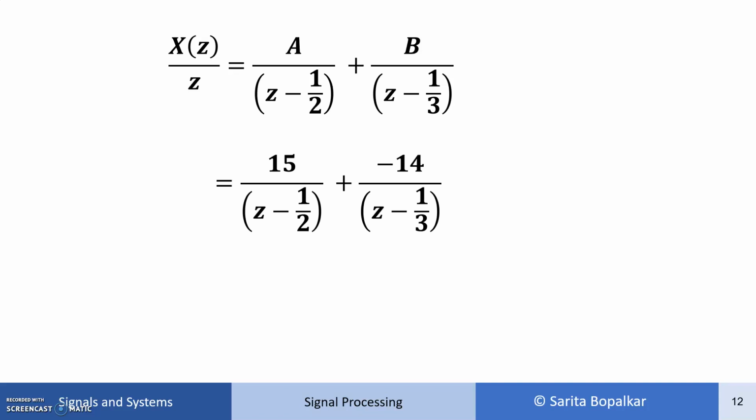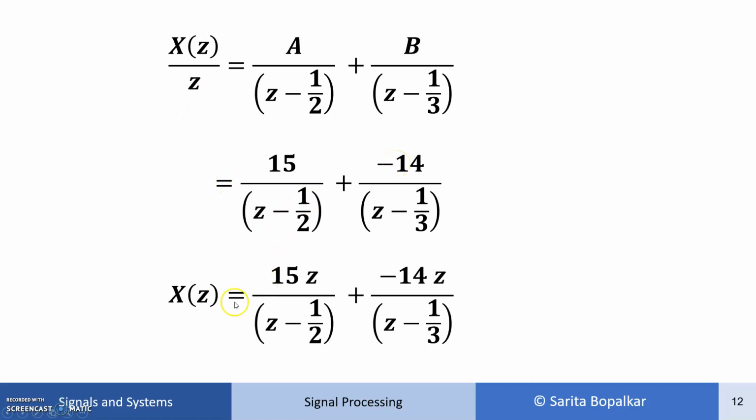Now remember, for inverse Z transform we took the partial fraction of X(z) upon z because in case of inverse Z transform we have the formula for z upon z minus a. That's why we need this z. So this z we are shifting to the right side, and X(z) becomes 15 z upon z minus 1/2 plus minus 14 z upon z minus 1/3. And here we can apply the inverse Z transform.